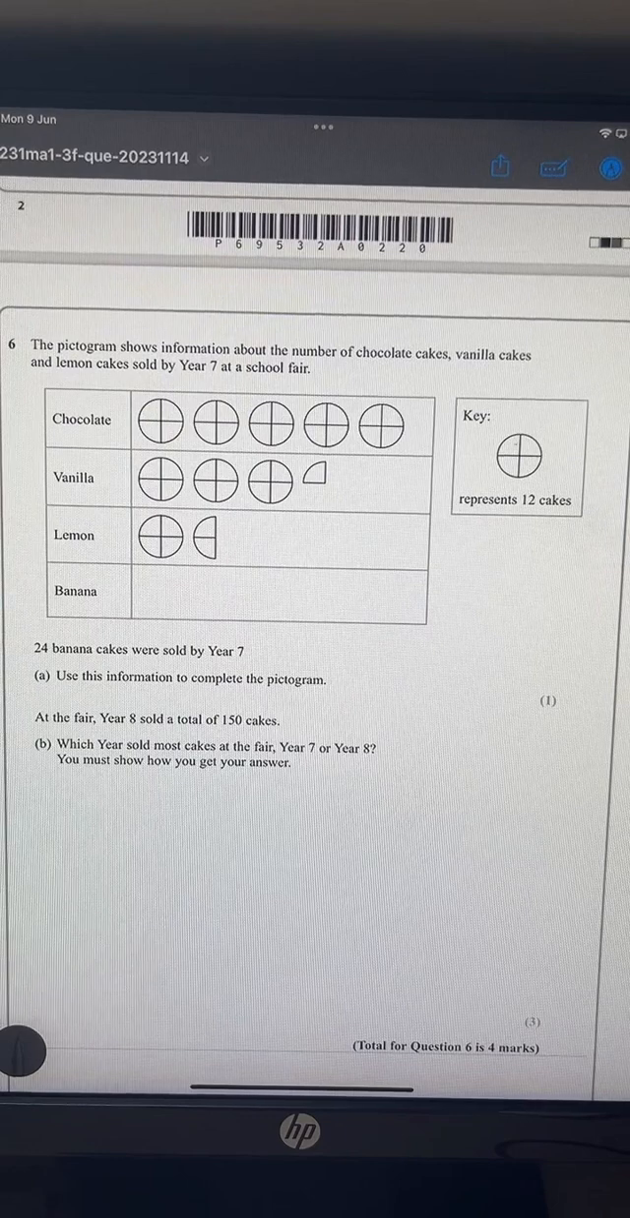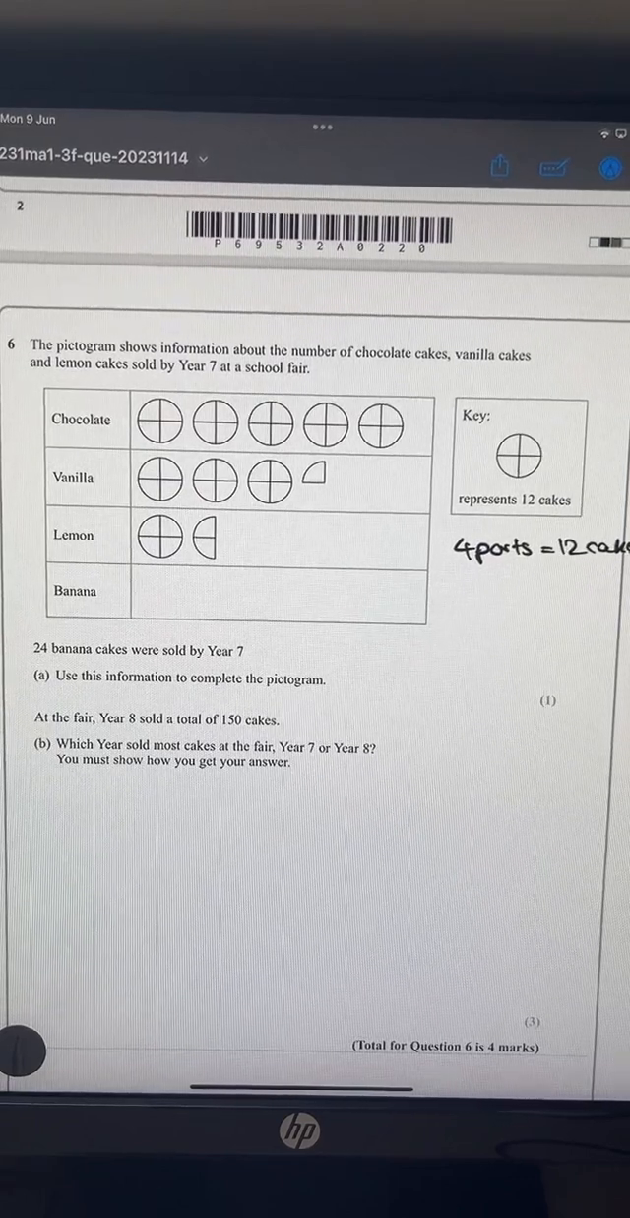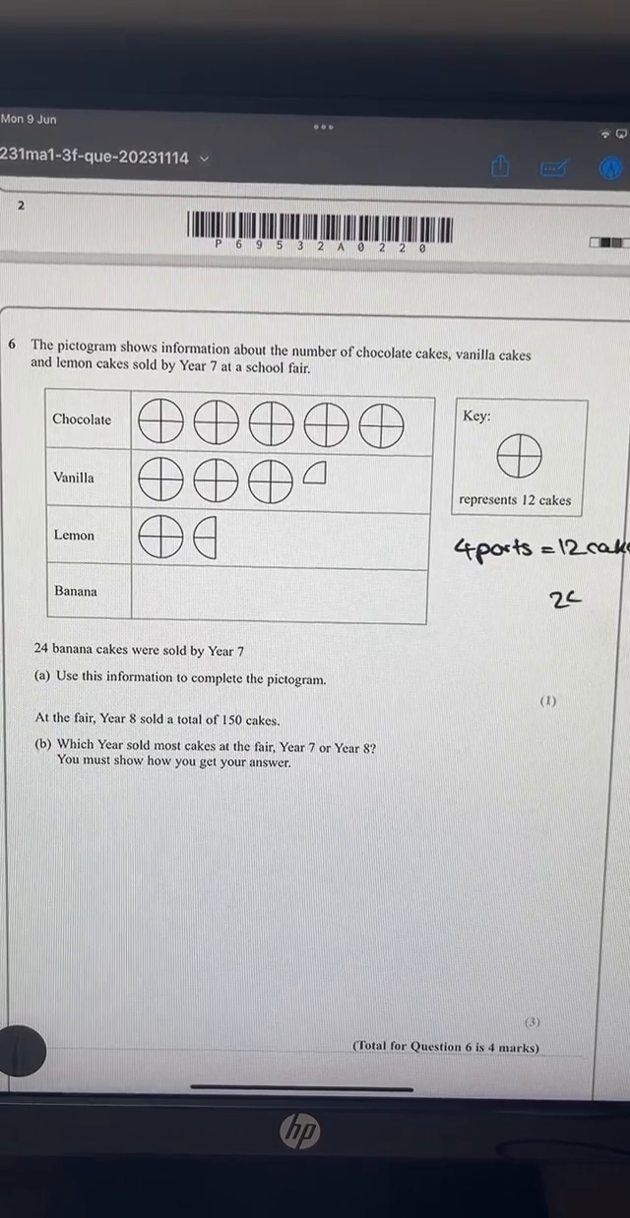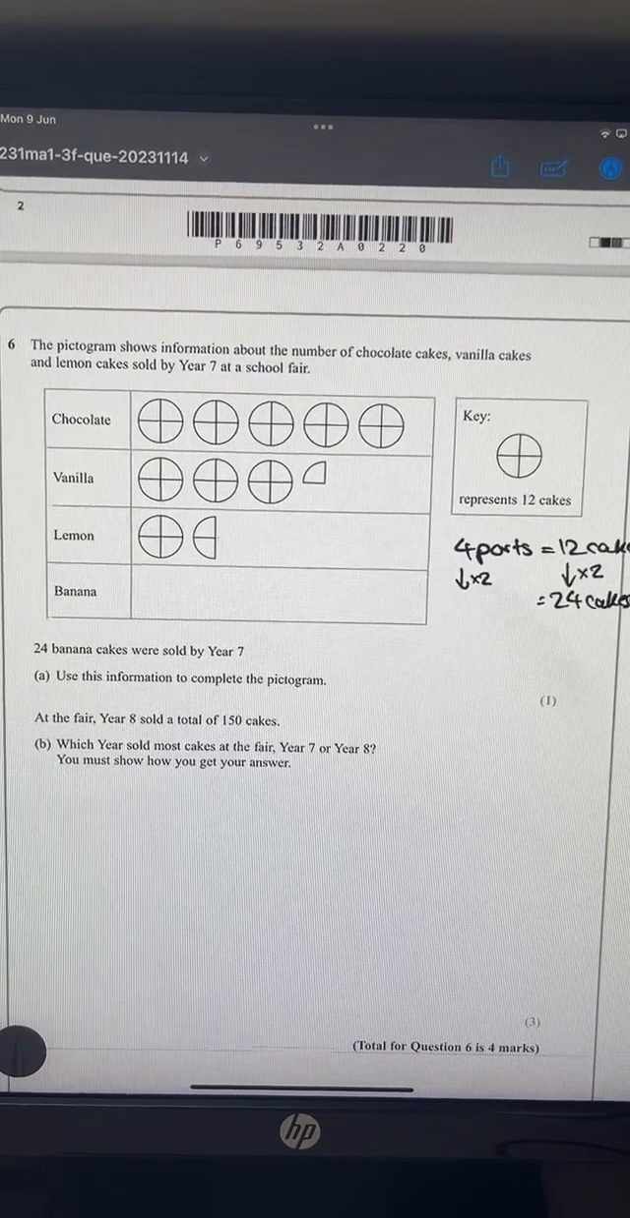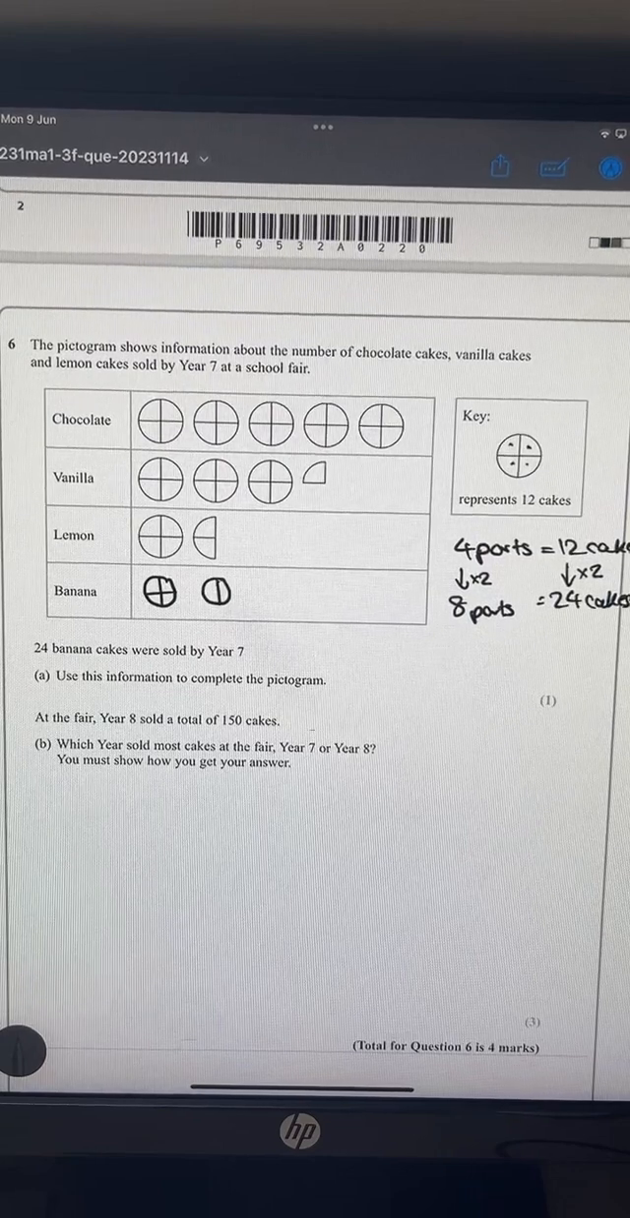So if one whole circle, so four parts, is equal to 12 cakes, right? We're happy with that? So I've got 24 cakes. How many parts is that going to be? Well, I'm trying to go from 12 to 24. I'm just doubling that, multiplying by 2. So from 4, I'm going to multiply that by 2. That means that's 8 parts. Each of these is a part here. So I've got one whole circle with 4 parts and another whole circle with 4 parts. And that's how I would do part A, all right?